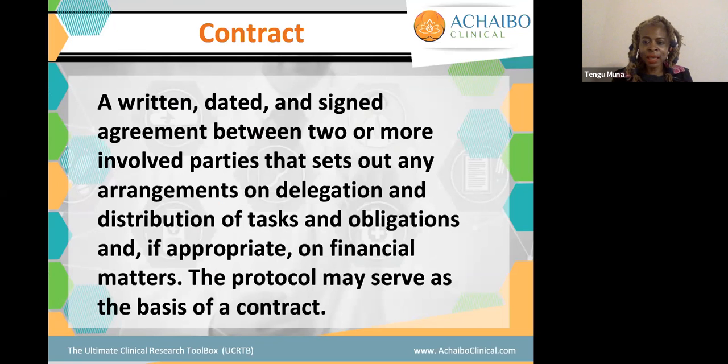Now, in our industry, the protocol typically serves as the basis of the contract. So once the protocol is written, it's approved by the regulatory authority, and then it's approved by the ethics committee. Then we say, okay, great. This clinical research site is going to participate in this clinical research study.